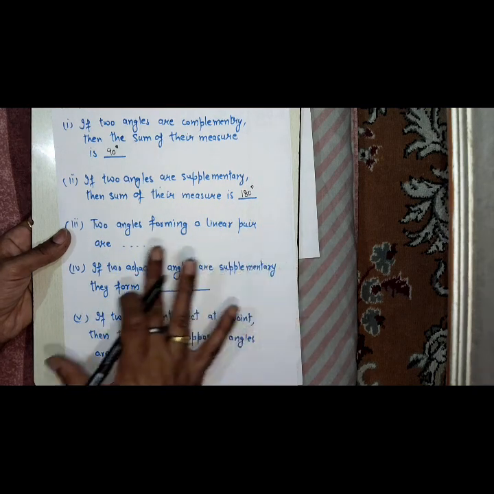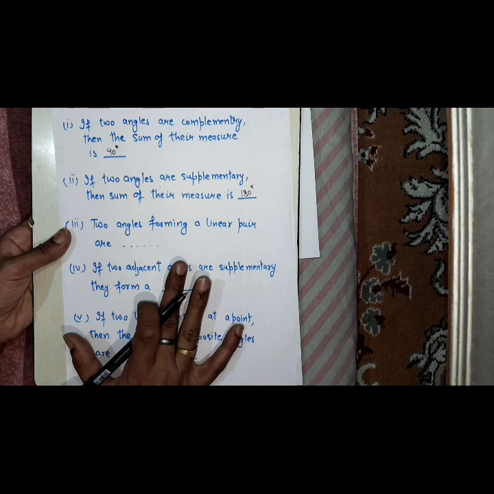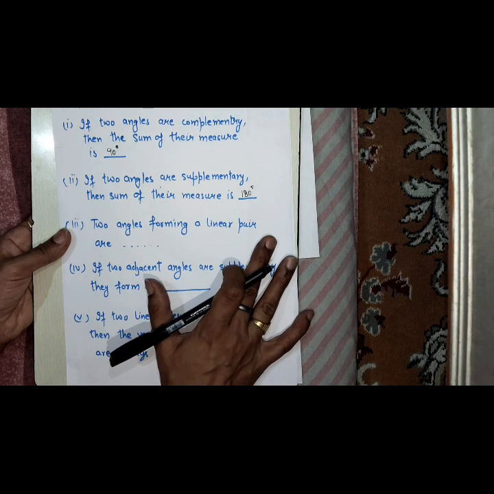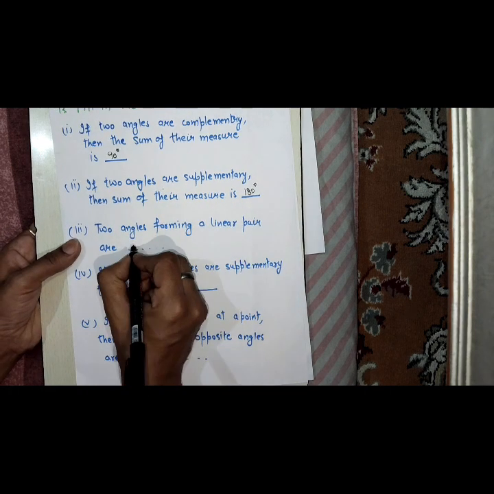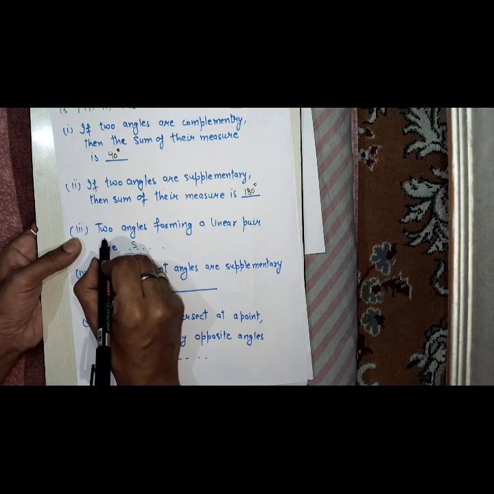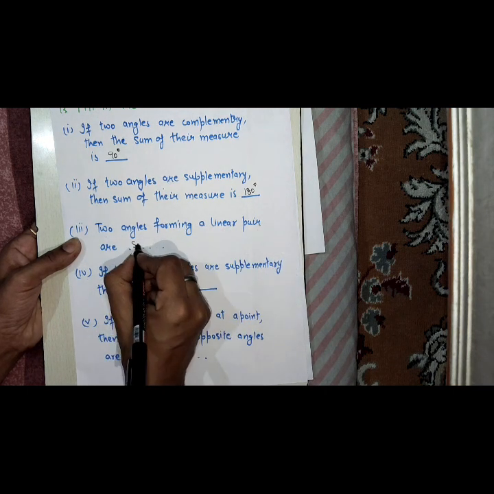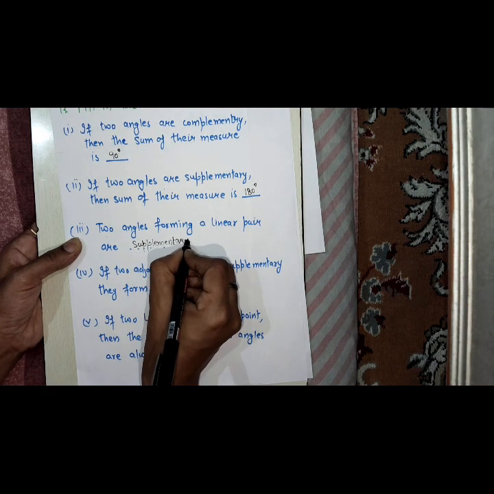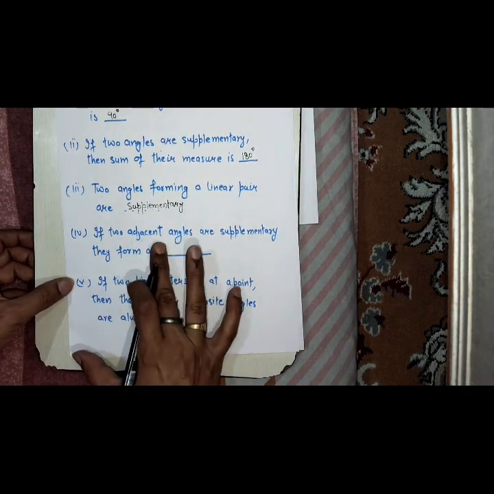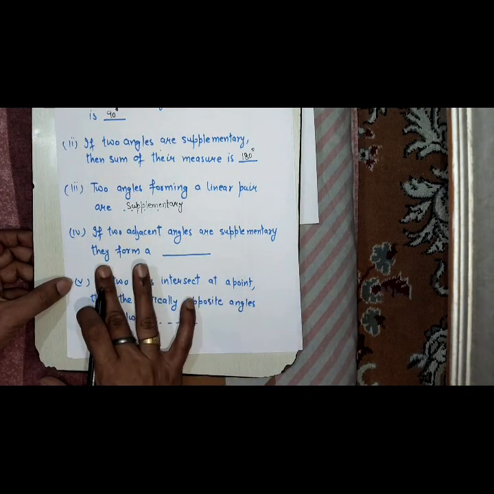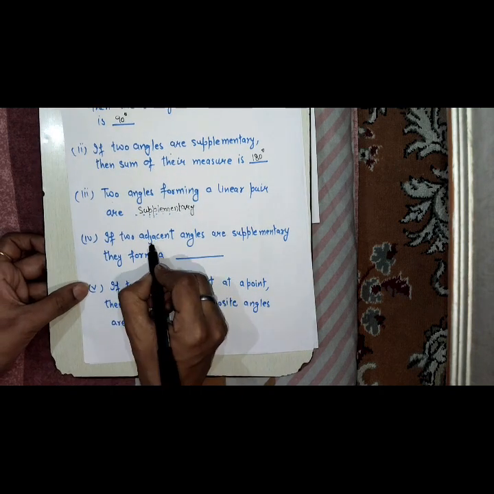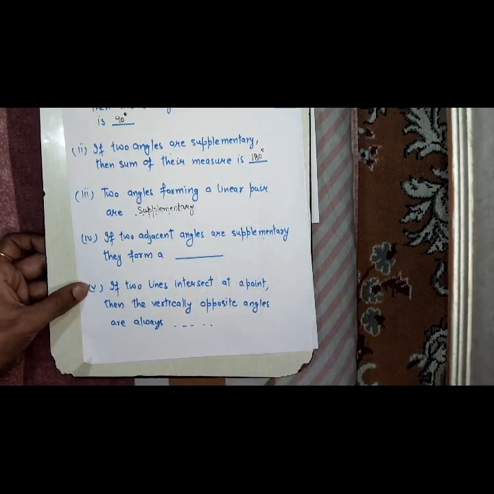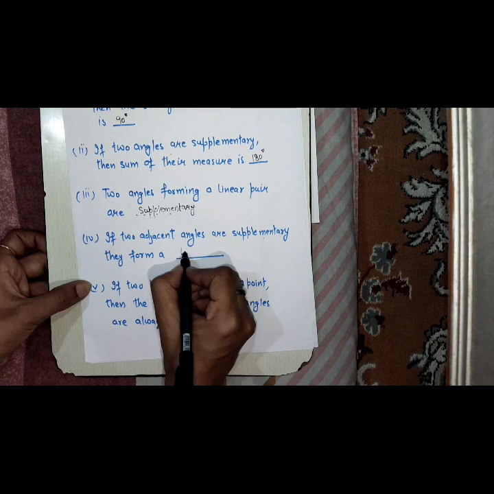Two angles forming a linear pair are. Linear pair is equal to 180 degrees, and we know that supplementary angles make a linear pair. So here, two angles forming a linear pair are supplementary. Supplementary means sum is 180 degrees. If two adjacent angles are supplementary, then they form a linear pair. If two angles are adjacent as well as supplementary, then they form a linear pair.